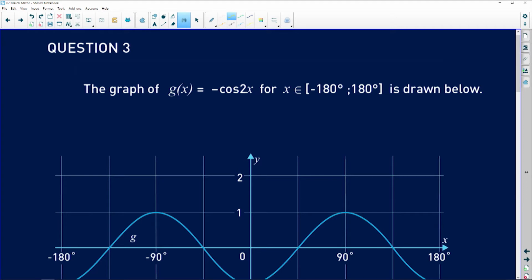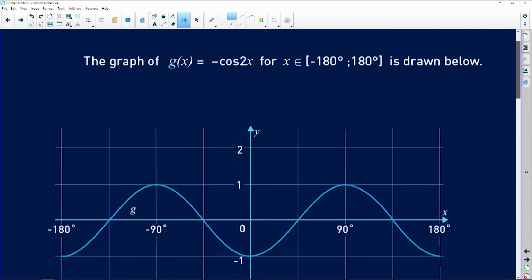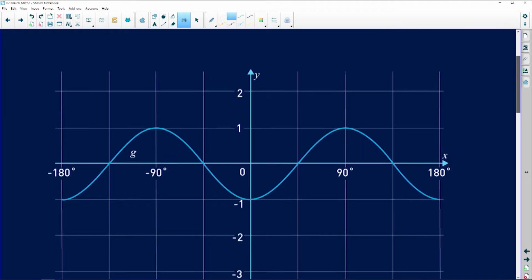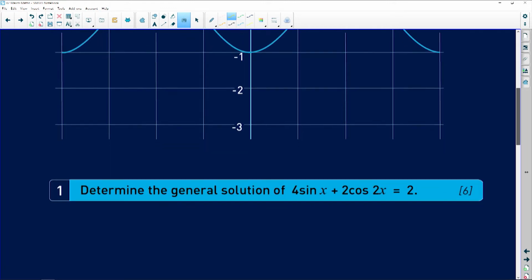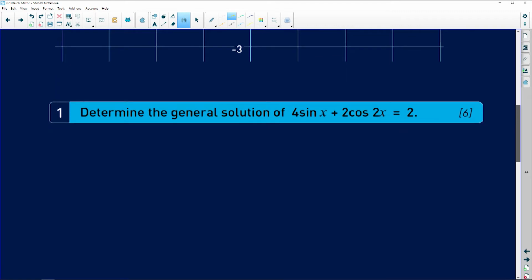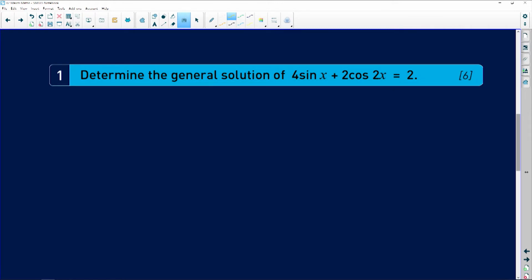Now, when somebody draws a graph for you, they're probably likely to ask you a lot of questions in terms of analyzing that particular graph. So we can see that beautiful graph that you're looking at there. It's nice, yes, between minus 180 and 180. The first question they say here is determine the general solution of 4 sine x plus 2 cos 2x equal to 2. So we have to find the general solution of that question that you're looking at now.